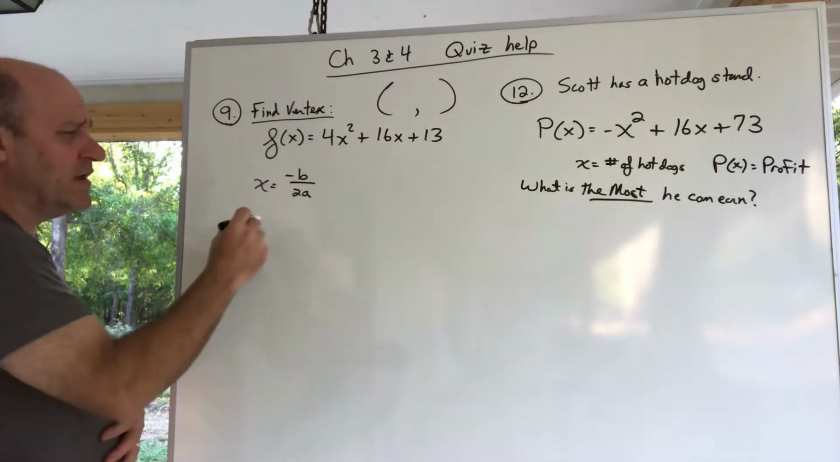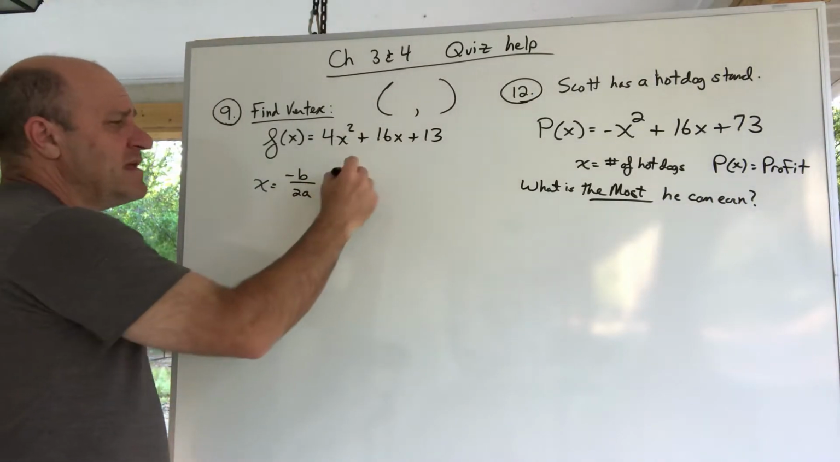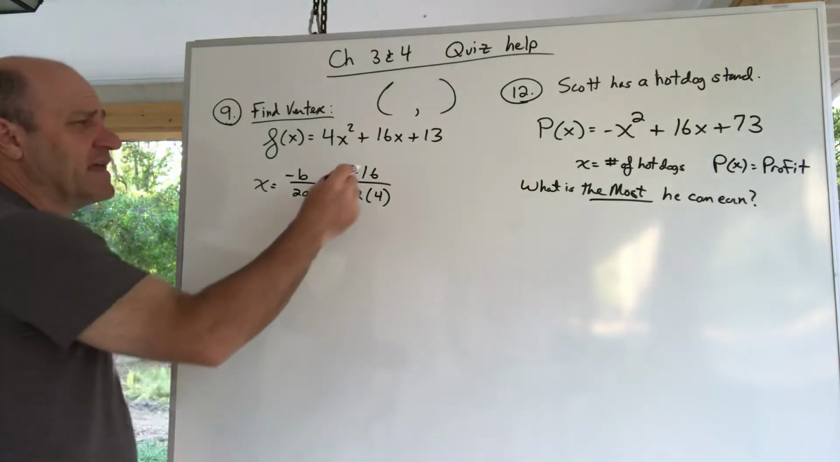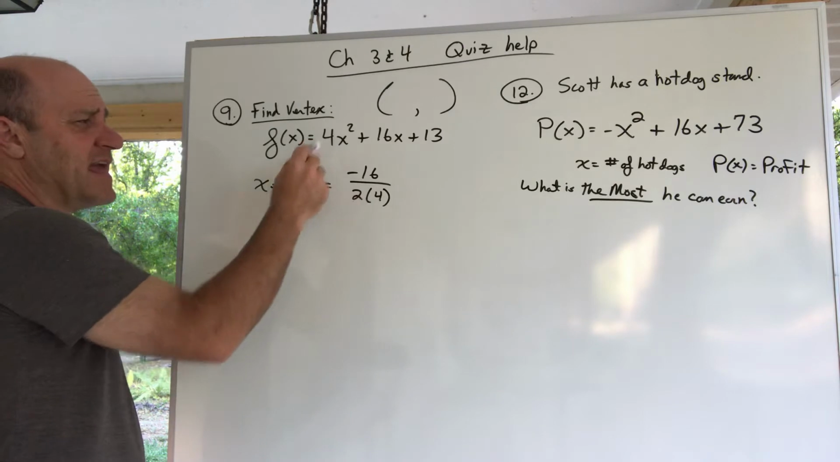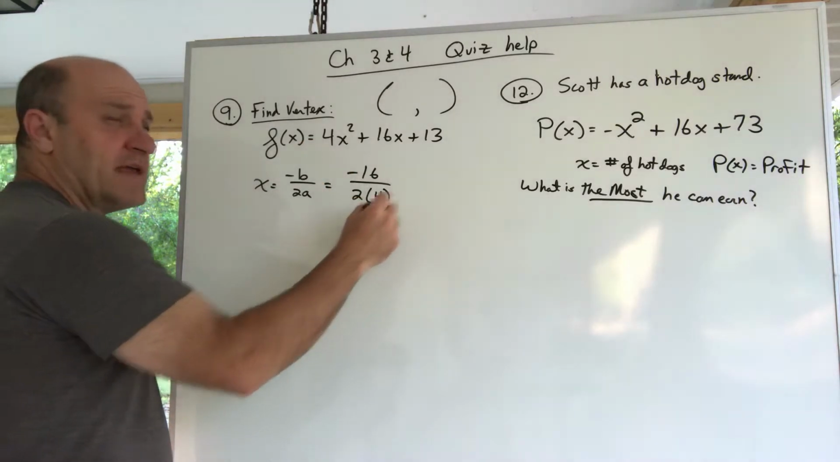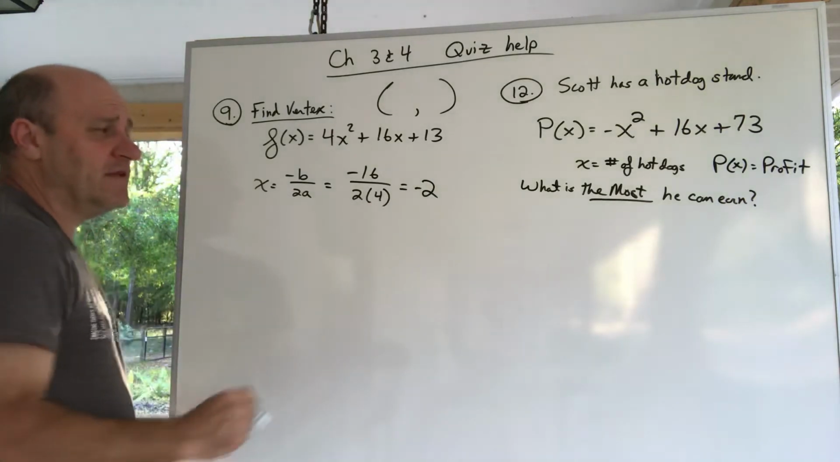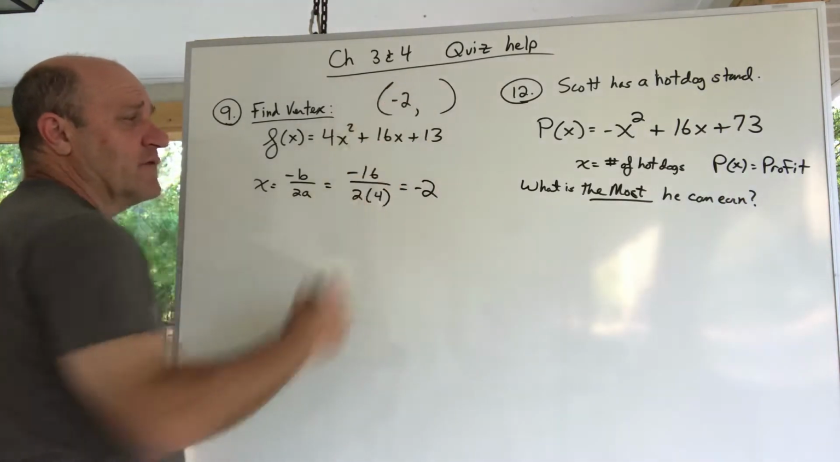So using the formula here, negative b is negative 16 over 2 times a. That's pretty easy. That's negative 16 over 8. That's the a. Negative 16 over 8 is negative 2. All right, well, that's the x value of the vertex.